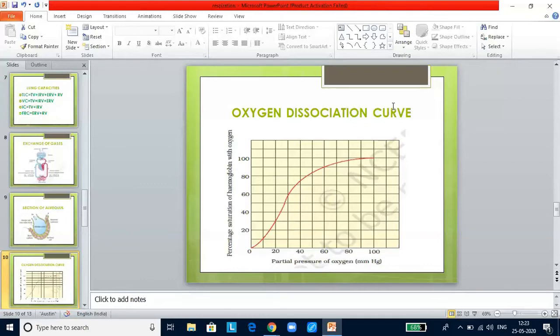Now let us look into carbon dioxide transport. Transport of carbon dioxide by blood is much easier than that of oxygen due to the high solubility of carbon dioxide in water. About 7% of carbon dioxide is transported as dissolved in plasma, 23% as carbaminohemoglobin, and 70% as bicarbonate. Most of the carbon dioxide is transported by the blood in the form of sodium bicarbonate in the plasma.